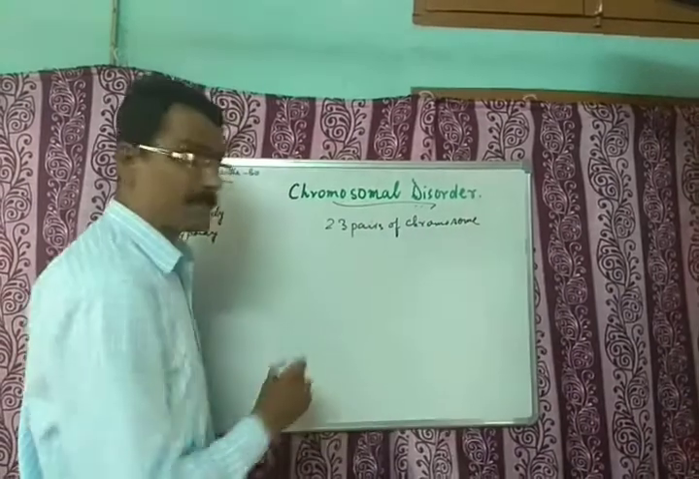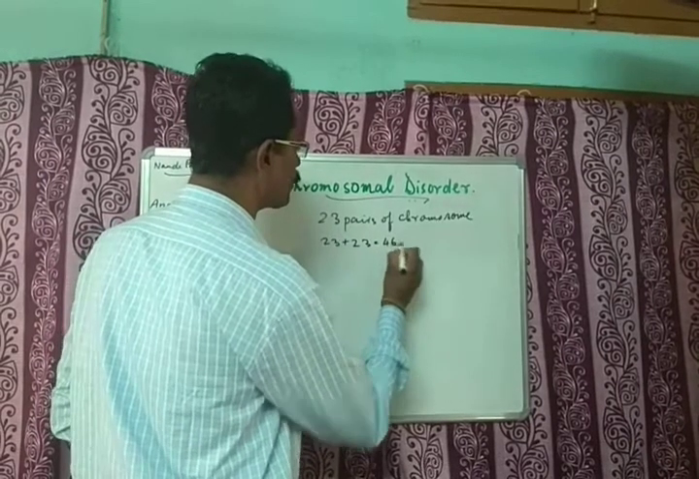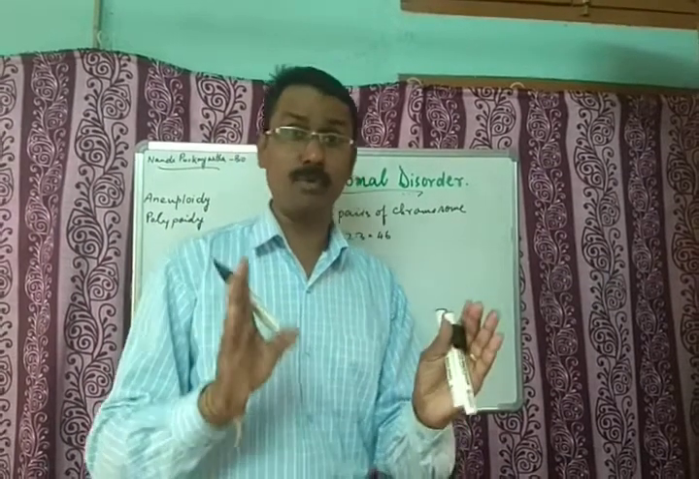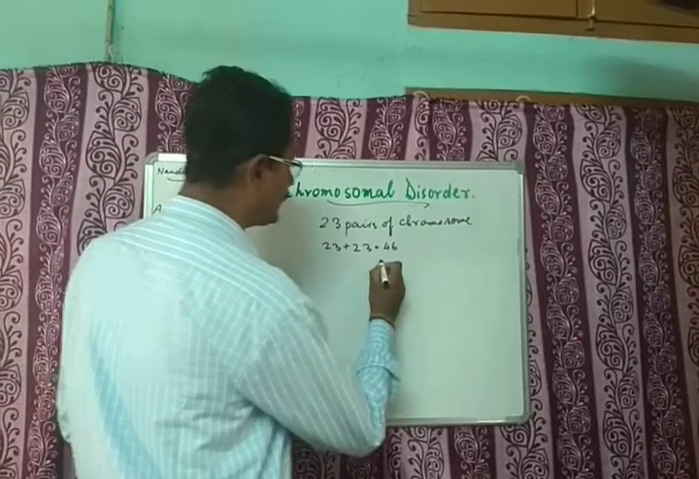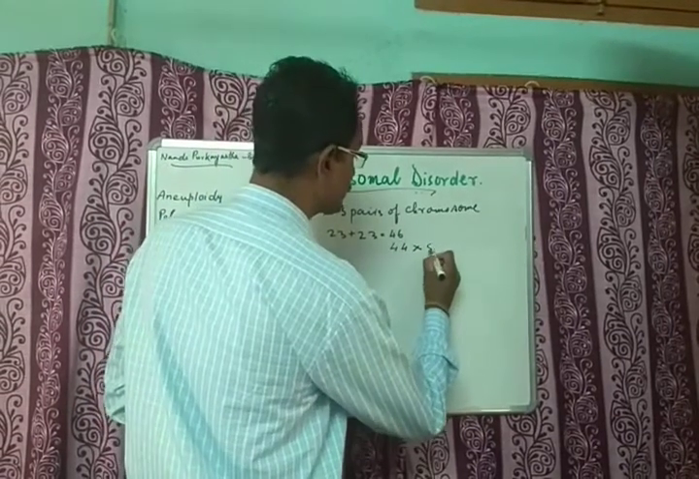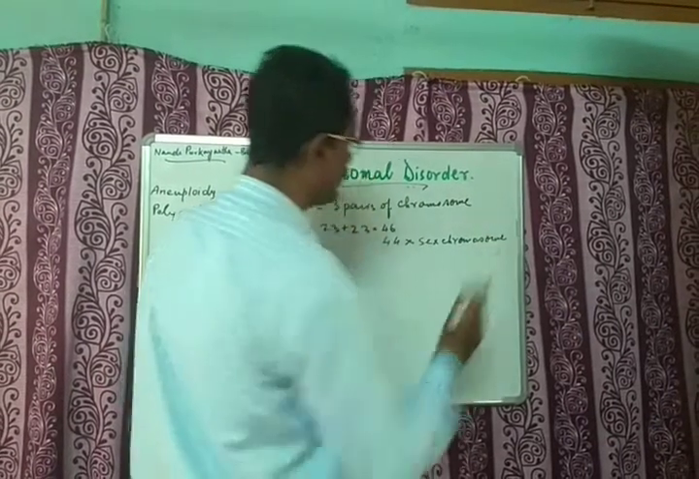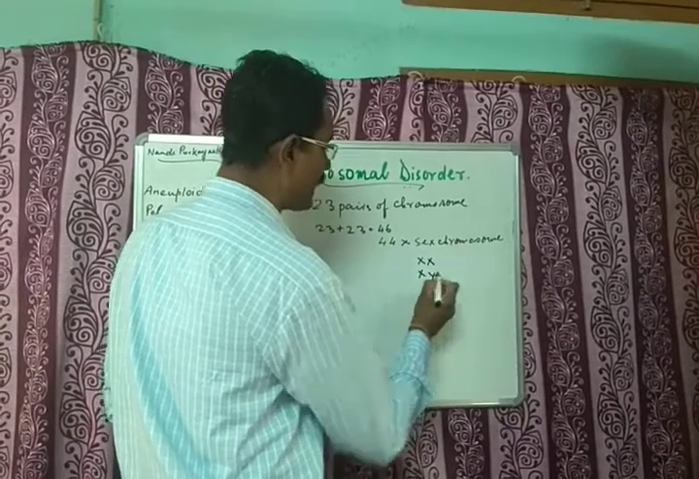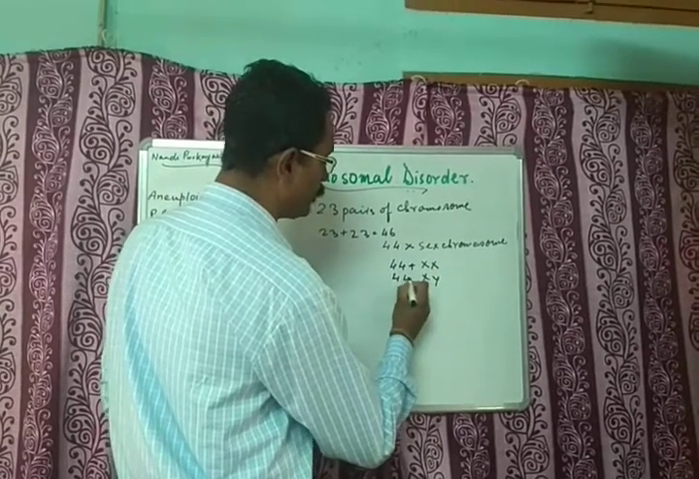Okay? 23 pairs means what? 23 plus 23 makes 46. That means we have 46 chromosomes, 23 pairs of chromosomes, and that 46 is equal to 44 plus sex chromosome. Okay? Sex chromosome may be XX or XY. That means 44 plus XX, 44 plus XY.